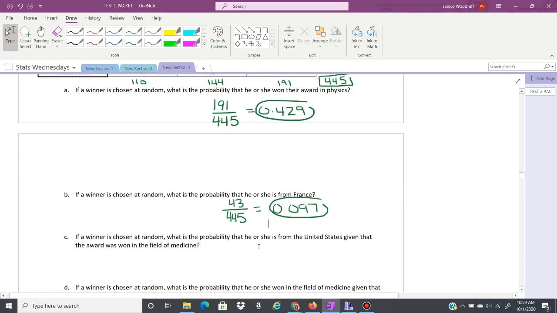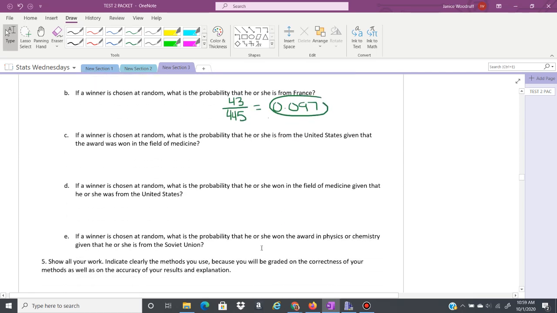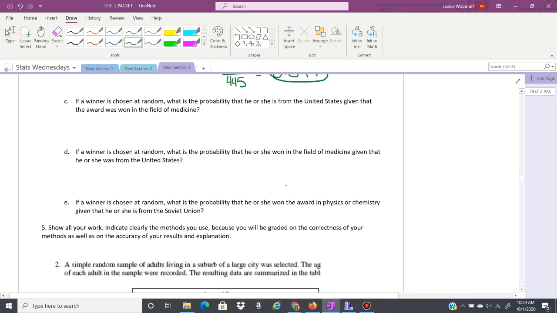All right, next we have, if a winner is chosen at random, what is the probability that he or she is from the United States, given that the award is won in the field of medicine? So your given is the denominator. The denominator is medicine. So how many total medicine awards were there? 144 total medicine.